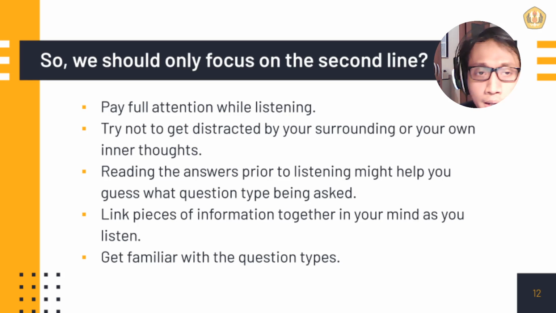And after this, you should work on the exercise available on the Live Unpad website.